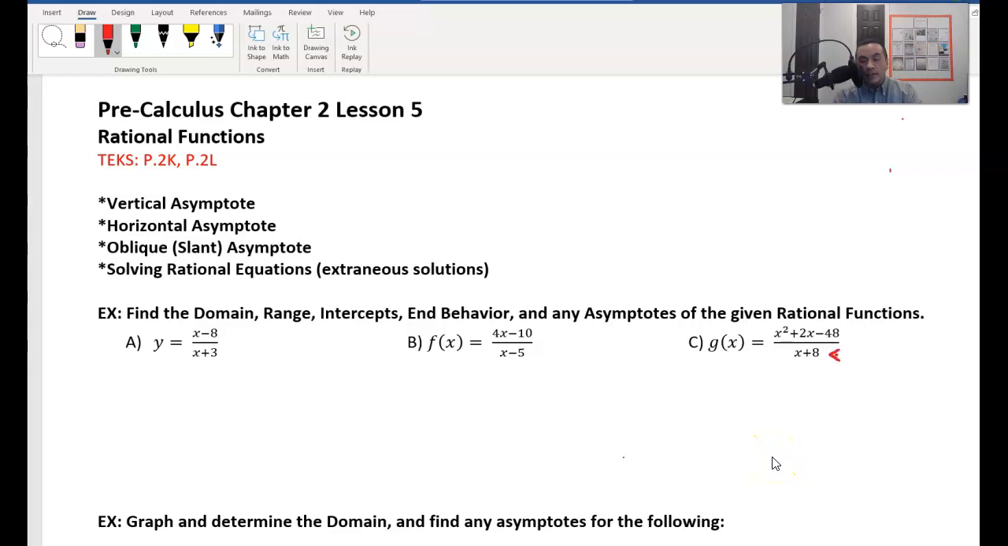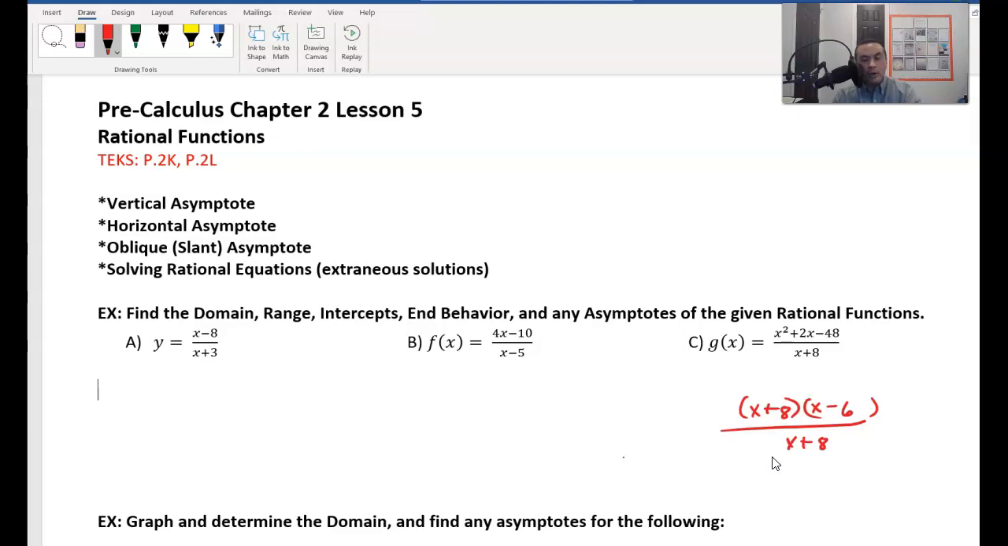Again, what can x not be? Well, x cannot be negative 8. So that's going to be my vertical asymptote, unless something cancels. Now, that numerator, I don't know if I can factor it. I think I can factor it. It'll be x plus, x minus: a positive times a negative equals a negative. And I think 8 times 6 is going to do it. So on second thought, I don't think I have a vertical asymptote.